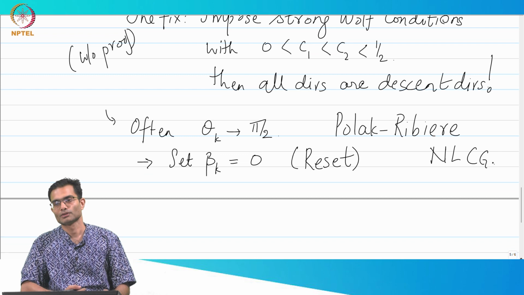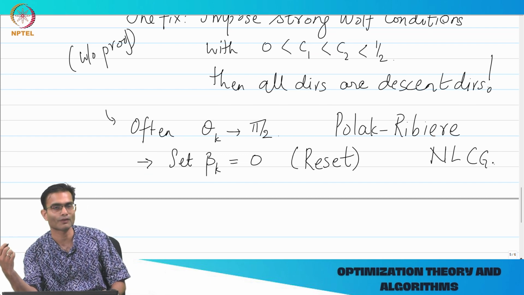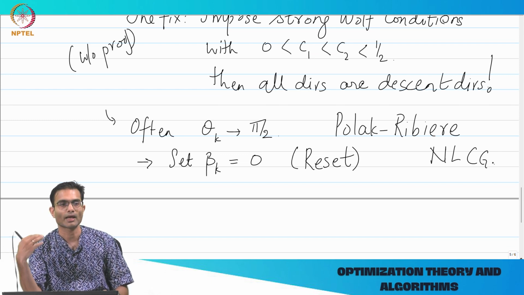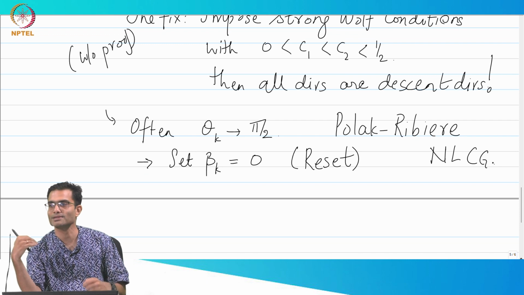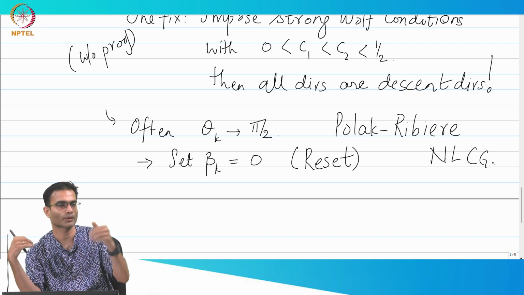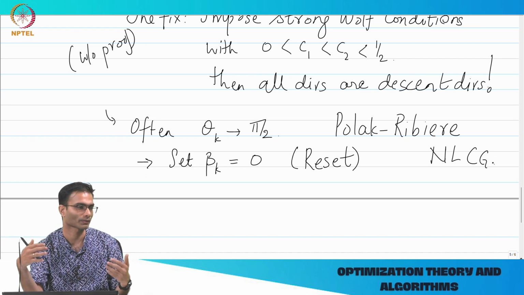Okay. So what this method is doing is basically just a small variation of the Fletcher Reeves CG, and I keep monitoring theta k or cos theta k. As this theta k tends to pi by 2, I do a reset, and then the same recipe follows along.